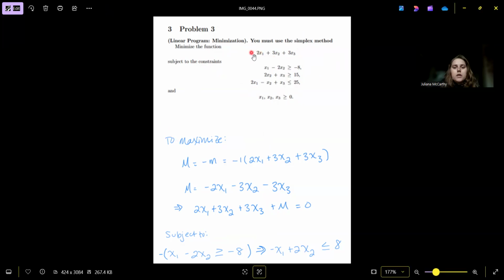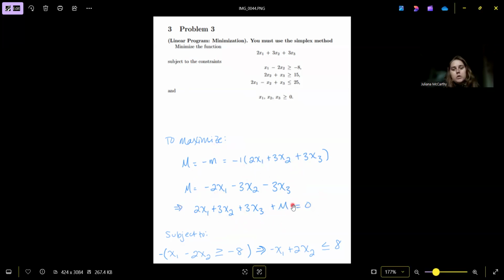So right now we have little m equals this, big M equals negative little m. So we have to maximize. Our objective function is now negative 2x1 minus 3x2 minus 3x3. So we just flip these signs. So I multiplied it by negative 1.